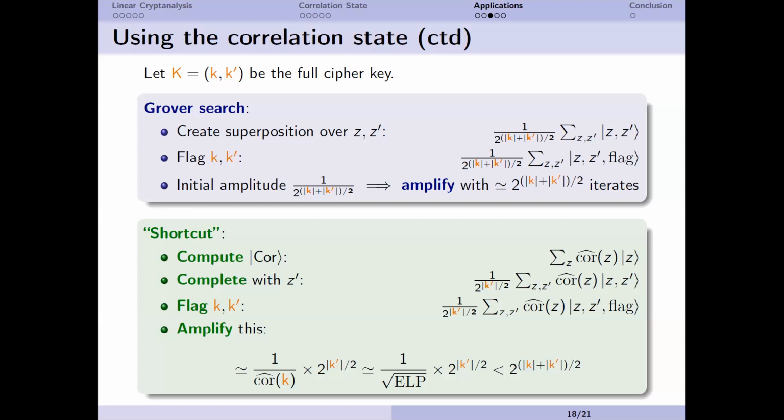And actually, in this superposition, the amplitude that is on the right key is slightly bigger. That's because there is this linear approximation that exists. So we get a number of iterations which is 1 over square root of ELP times 2 to the size of K prime over 2. This is going to be smaller than previously. So hopefully we actually have a speedup against a global search like this.